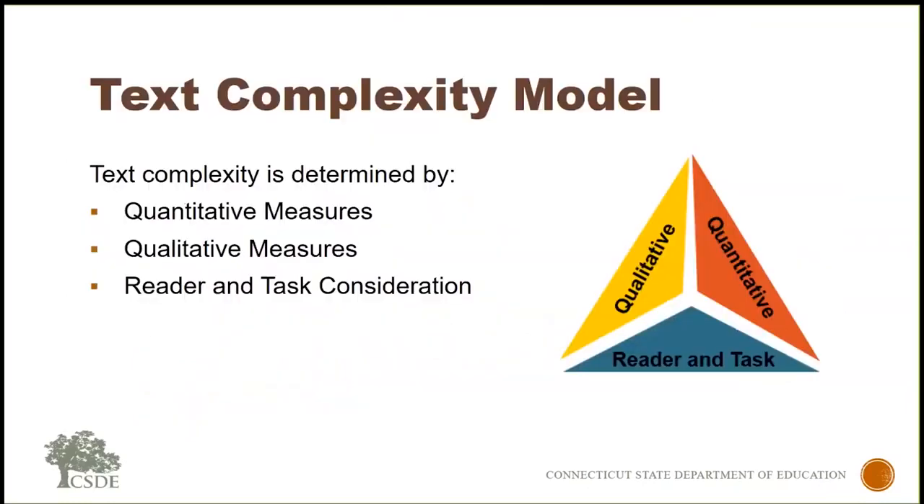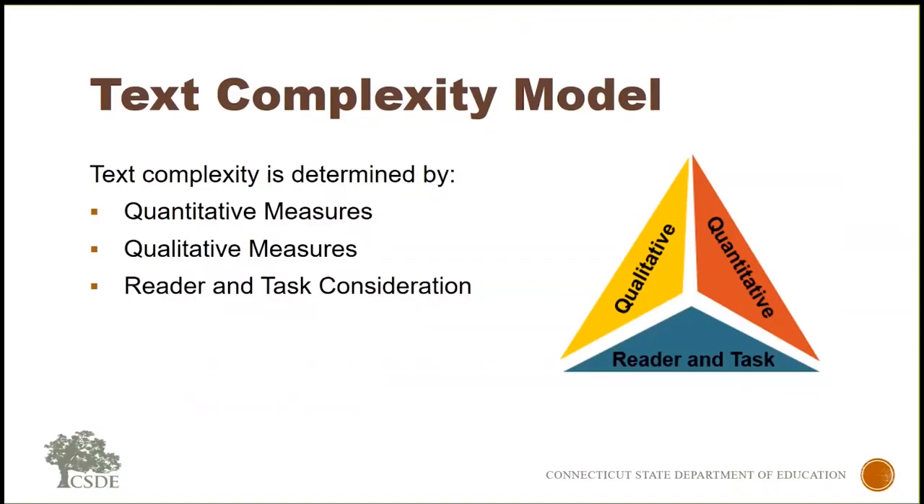Appendix A of the Connecticut Core Standards defines a three-part model for determining text complexity. Quantitative measures are readability scores such as Lexile measures or Flesch-Kincaid grade-level readability formula. Qualitative measures are determined by the reader of the text, such as a teacher or curriculum developer. These consider meaning or purpose, text structure, language features, and knowledge demands.